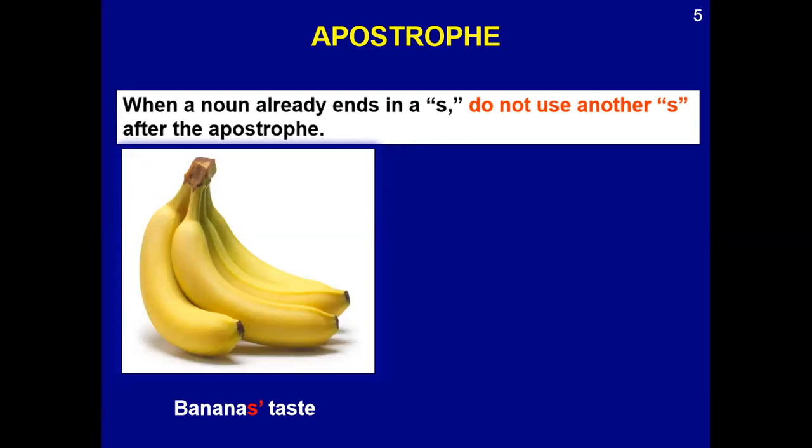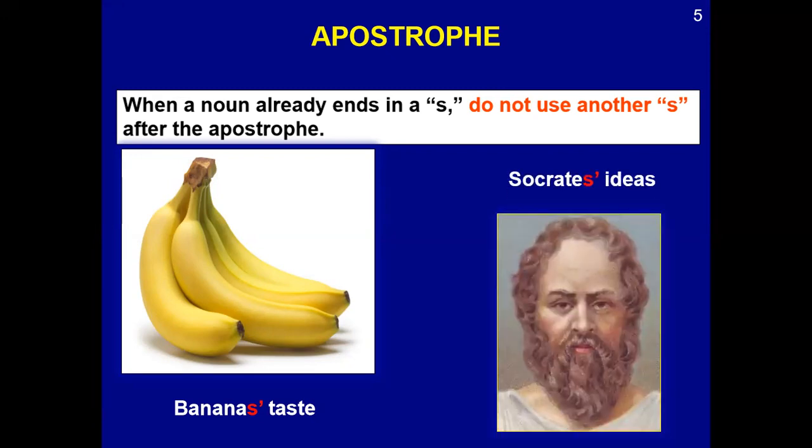Now look at this example, bananas. It means we are talking about more than one banana. That's why we have made its plural, bananas, and then after it we have used an apostrophe. And once you have marked this apostrophe after S, there is no need to rewrite apostrophe S. Just the apostrophe is enough to give the meaning of possessiveness. Bananas' taste.